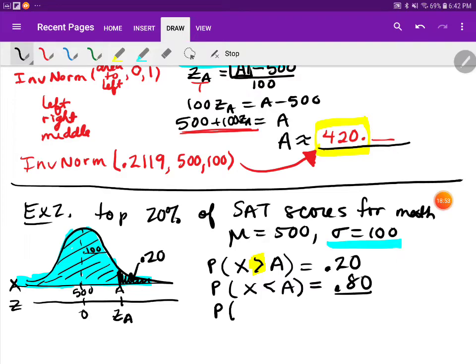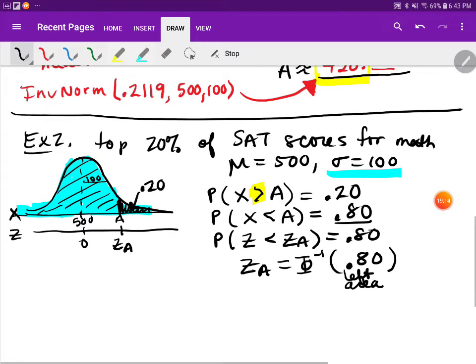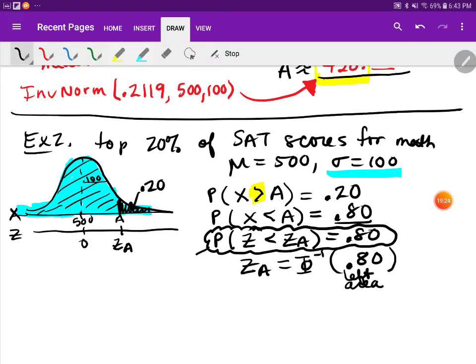Now, to use official notation, this would be Z less than ZA is 0.80. And then ZA is equal to the inverse normal. And you have to give it the area to the left. So this is the left area in order to use the notation. Now, to use the calculator, it's a different story. I would say this wiggly step right here is optional if you have the ZA listed real clearly underneath A on your normal distribution curve.